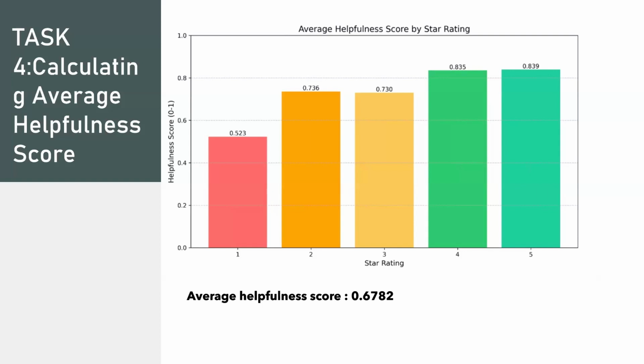But then we went ahead and plotted and visualized the helpfulness score for each star rating, and you can see that there's a positive correlation between the star rating and helpfulness score, in that reviews with the 1-star rating have the lowest average helpfulness score, suggesting that negative reviews are usually marked as less helpful by others, and then more positive reviews have higher ratings, as you can see from the graph.